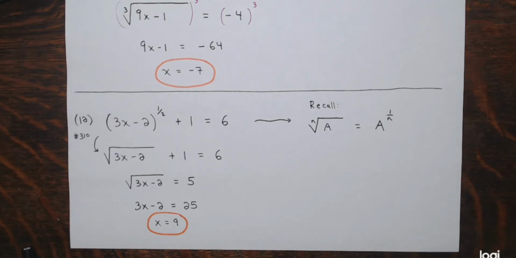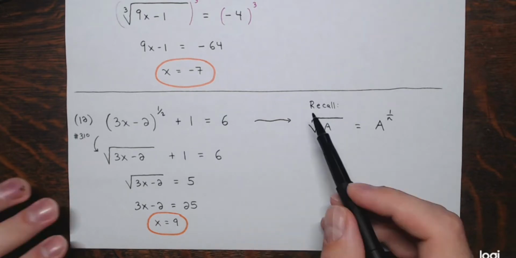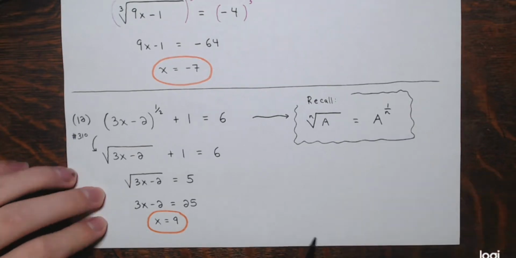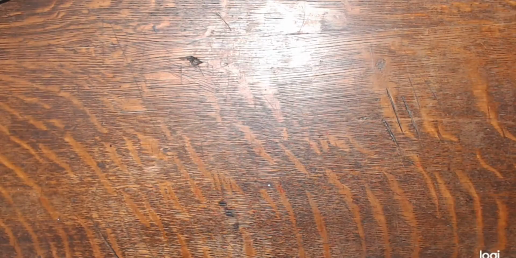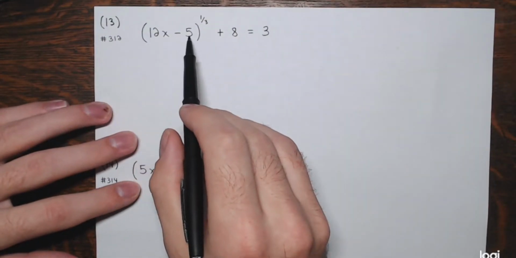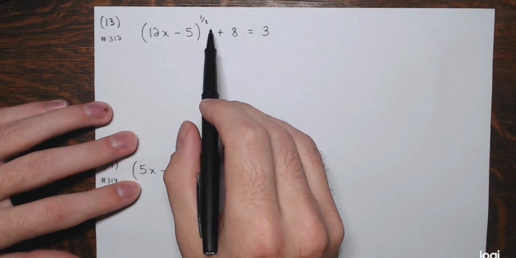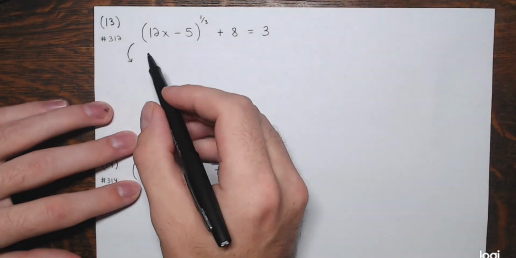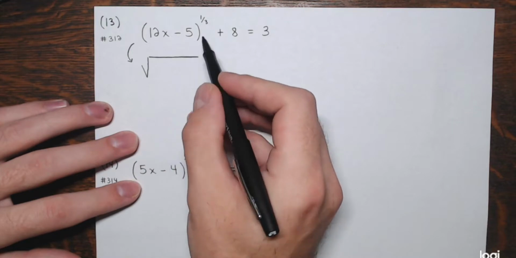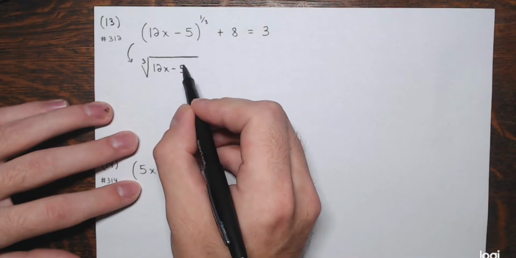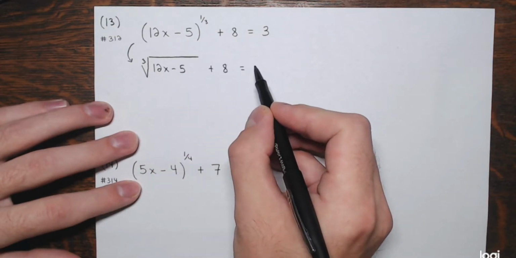Great. All right, next question, very similar. Just again, remember this relationship between radicals and fractional powers, and it should make it pretty easy. So question 13 is exercise 312 in the text. We have 12x minus 5, to the 1/3 power plus 8 equals 3. Once again, I'll write it in radical form if you're more comfortable with that. This is the same thing as the cube root, right? It's the 1/3 power. The cube root of 12x minus 5, and then plus 8 equals 3.